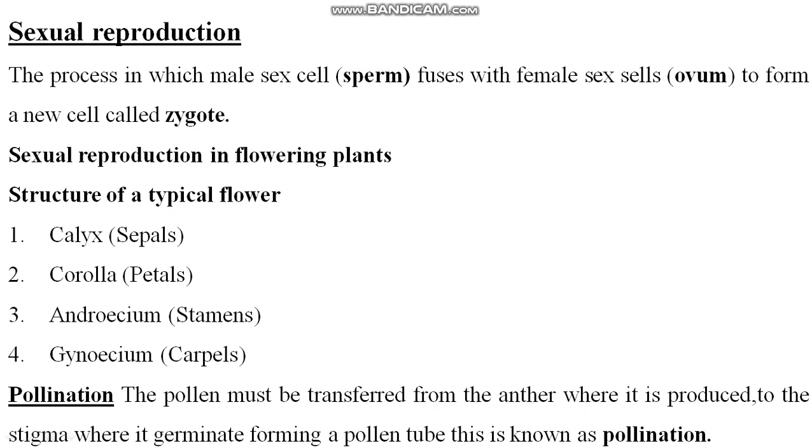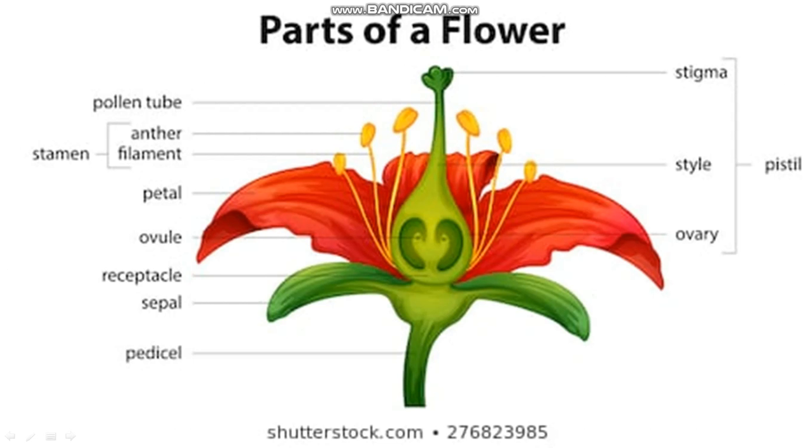Clear? So these are the main four parts of the flowering plant: calyx, corolla, androecium and gynoecium. You should know about the units also. So pollination. What is pollination? The pollen must be transferred from the anther where it is produced to the stigma where it germinates, forming a pollen tube. This is known as pollination. Clear? First you just see the parts of a flower.